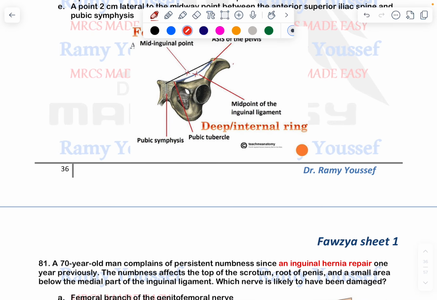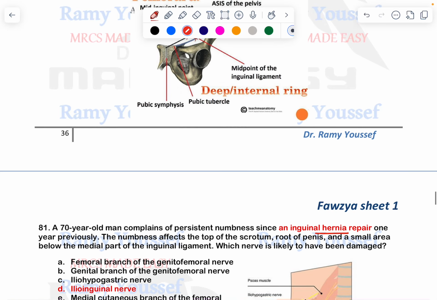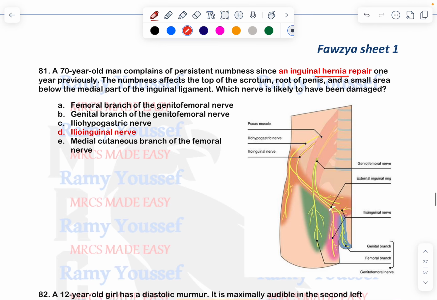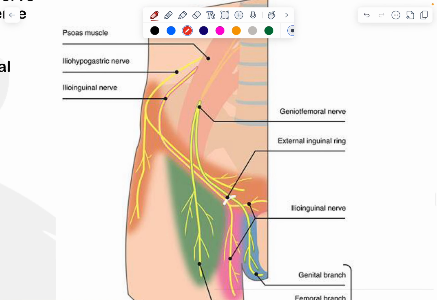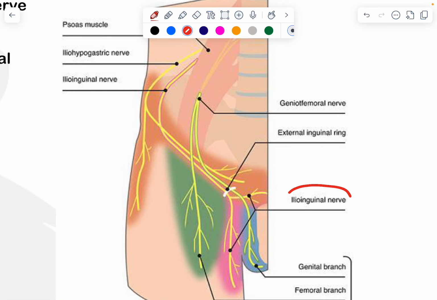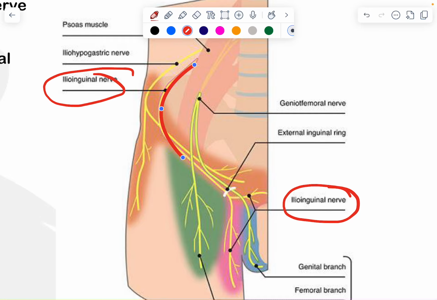A 70-year-old man complains of persistent numbness after inguinal hernia repair. After inguinal hernia, it is the ilioinguinal nerve. So if you see this chart, don't get confused. The question commonly asked, and again coming, is only with the ilioinguinal nerve. This is the only one we have to think of.